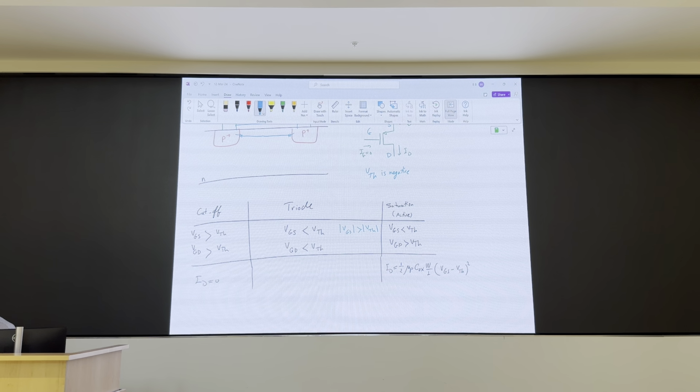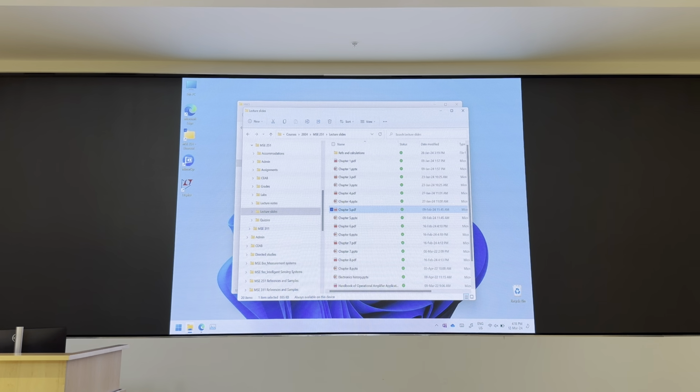So we have only a minute left. Here's an example for PMOS. Have a look at it yourself. It's the same thing. Easy enough. And I just want to mention one thing before we close this chapter.